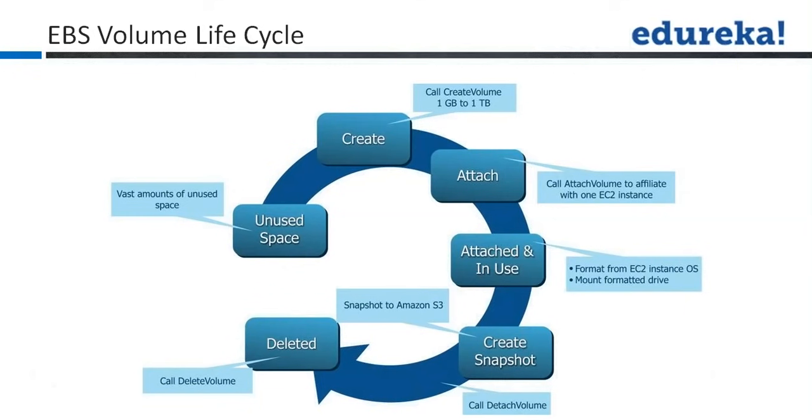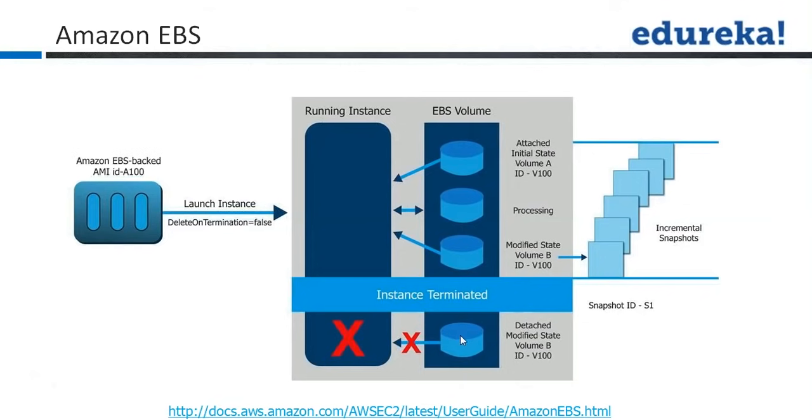Now this is a volume lifecycle, where generally you would have a huge unutilized space available, and from this unutilized space you can create a volume. When you create a volume, you can then attach it to an instance. If you don't need it, you can detach it from that instance and attach it to another instance. And if you don't need it at all, you can delete it. It is recommended that if you plan to use it in the future, just take a snapshot for now and then delete, so in future you can create back the same volume. EBS provides you really high persistence.